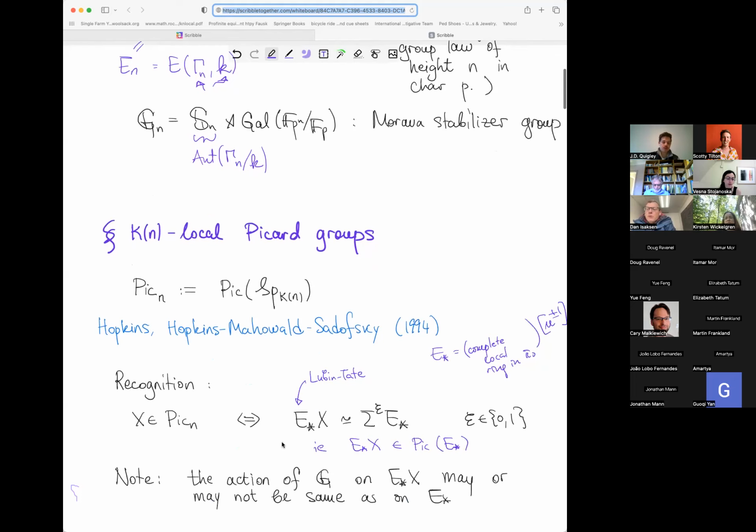So the recognition principle is that we just check it on E-homology. But whether the action of the stabilizer group on this thing is the same as on the sphere or not, well, that's up in the air. That's not something that can be predicted. So there's both kinds, right?